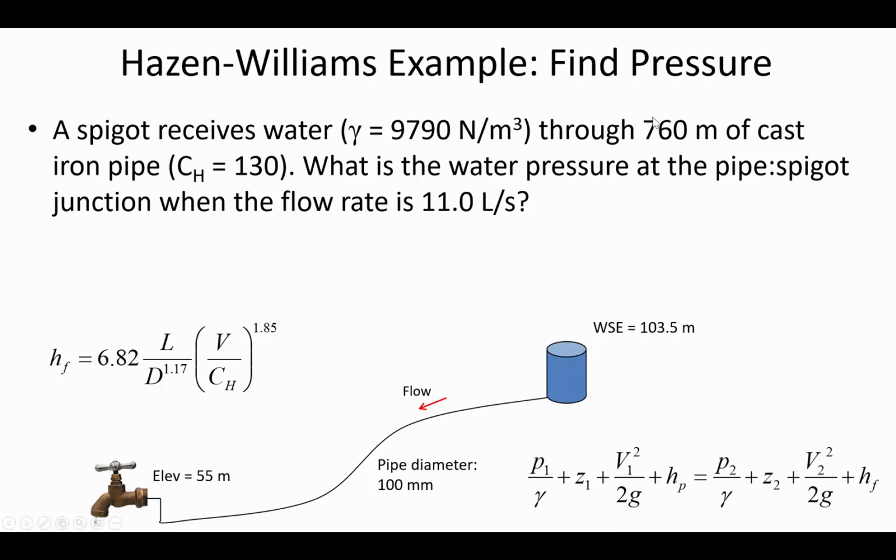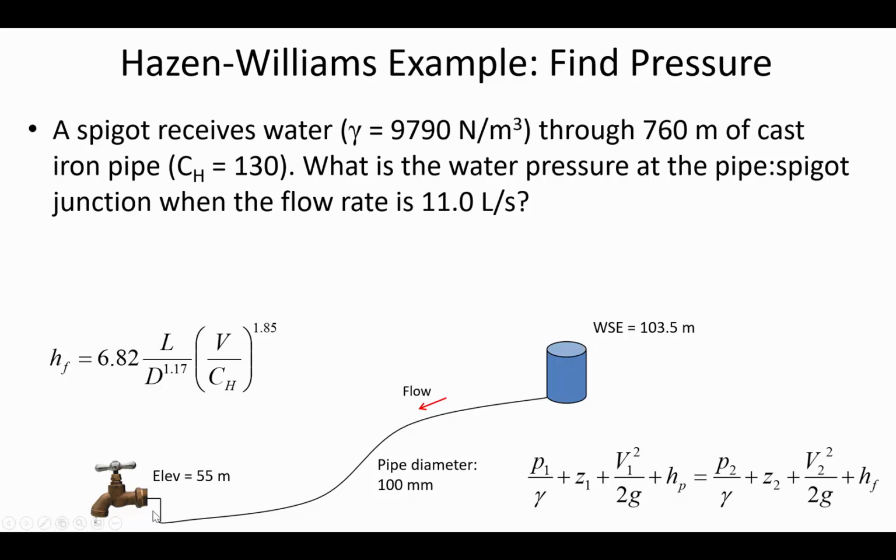All right, so we want the water flowing through a 760 meter section of cast iron pipe, where we can go to a table and look up the Hazen-Williams constant for cast iron. What I'd like you to do is calculate the water pressure at the pipe when the flow rate is 11 liters per second.